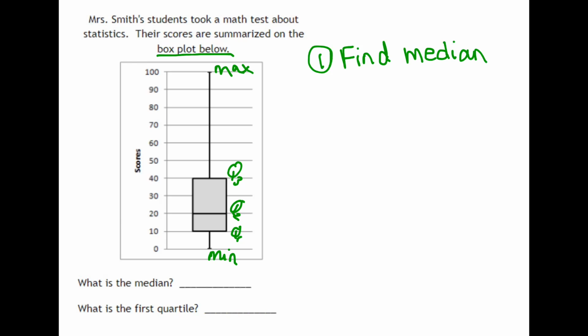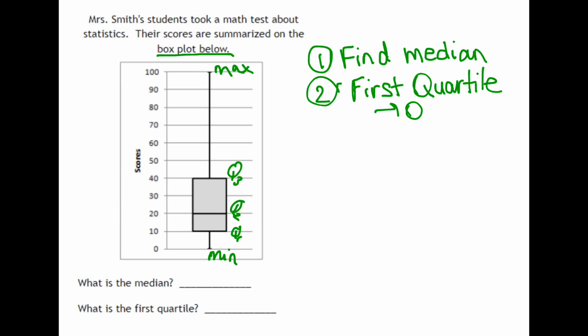And then for your second answer, you need to find the first quartile. And remember, the first quartile is your Q1.